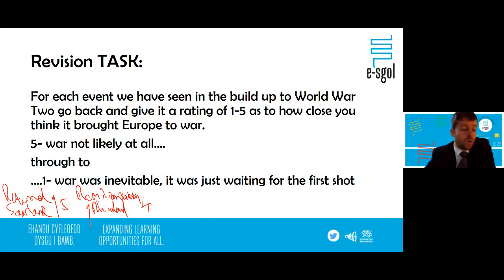It didn't really worry either side. Now that might have been because of the policy of appeasement Britain was following, but nonetheless, it didn't really worry either side. And it was still German territory.